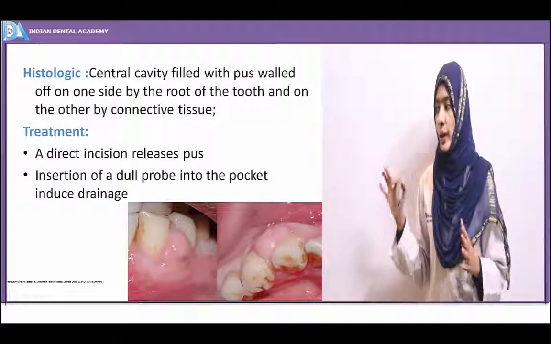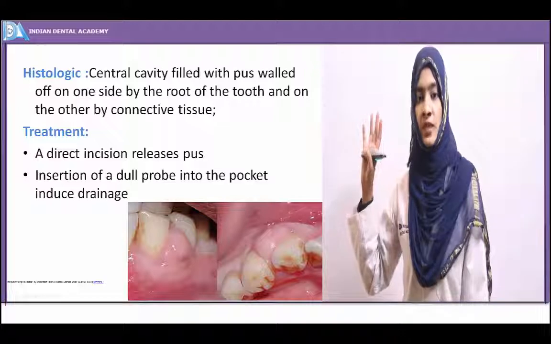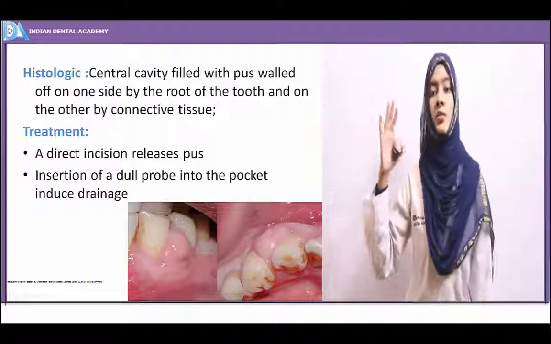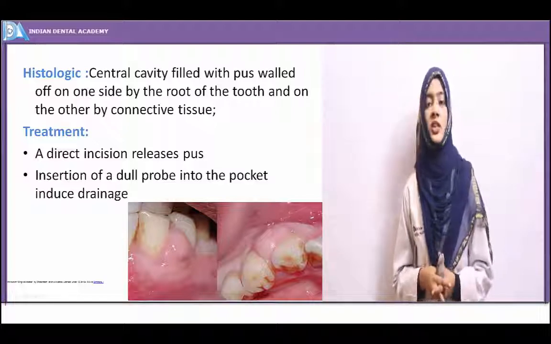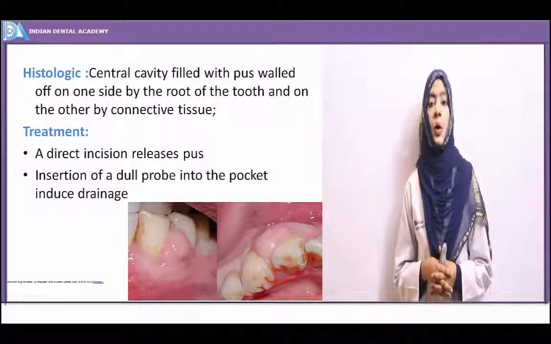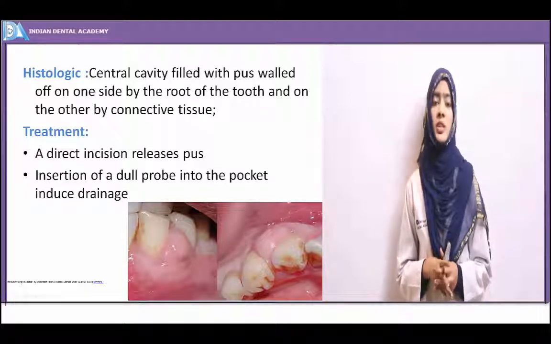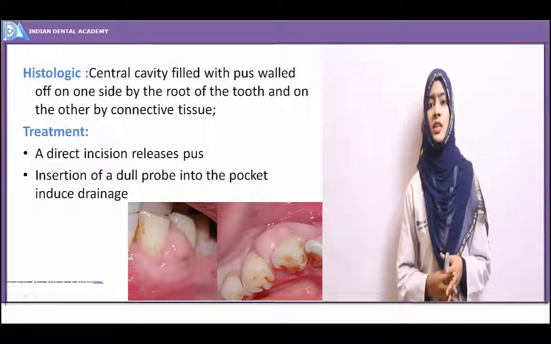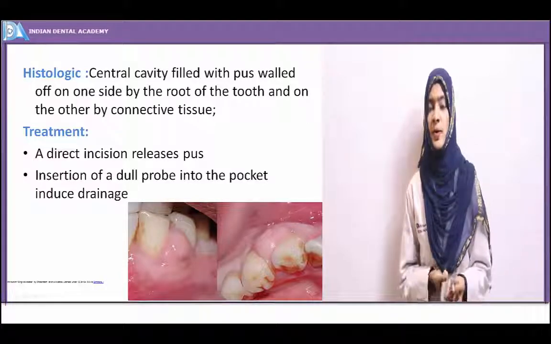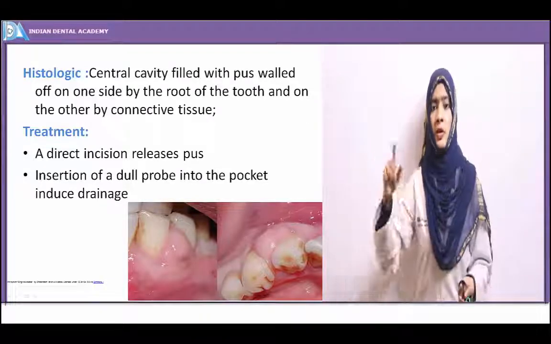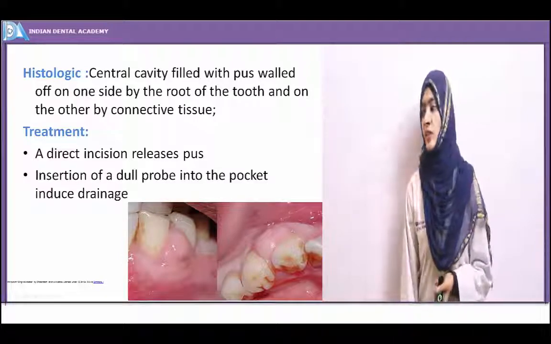Whenever you see the microscopic picture, it appears as an abscess. There is a central pus-filled cavity which is surrounded by root on the one side, and on the other side by connective tissue. The connective tissue shows inflammatory cells, and polymorphonuclear leukocytes predominate. The treatment for this includes direct incision on the periodontal pocket. It leads to rapid expulsion of the pus, or if you insert a periodontal probe into the periodontal pocket, it also leads to expulsion of the pus.